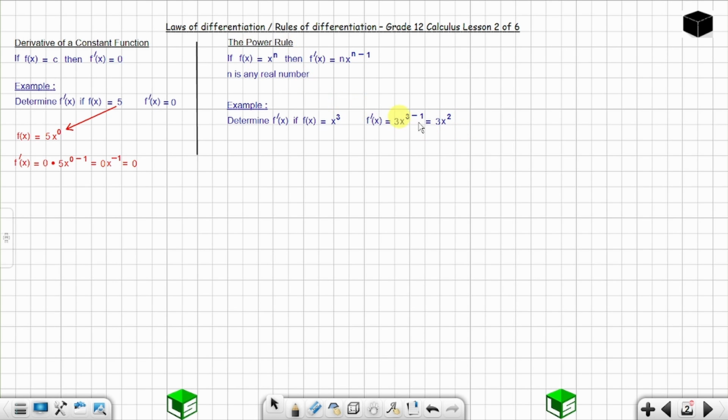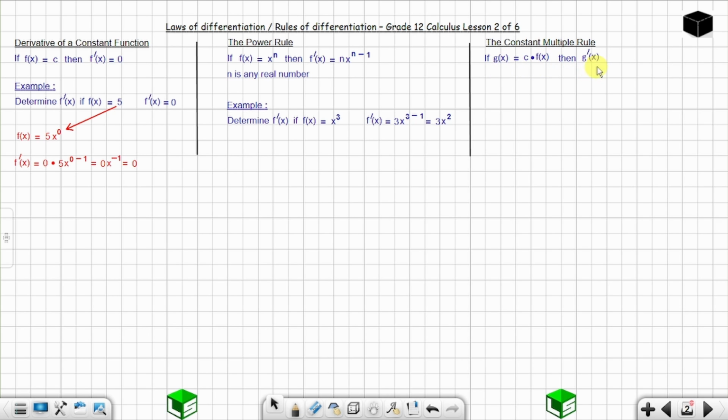Okay, let's see the next rule. The next rule is known as the constant multiple rule. With the constant multiple rule, you have a constant multiplied by another function. For example, if g of x is equal to c times f of x, c is your constant and f of x is another function. How can you take the derivative?